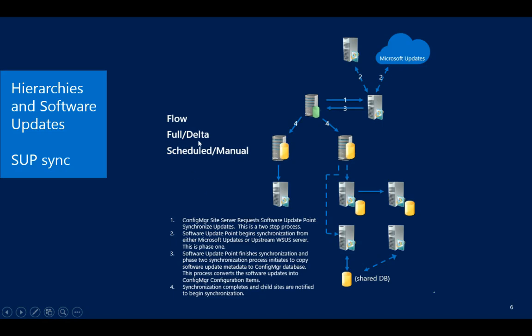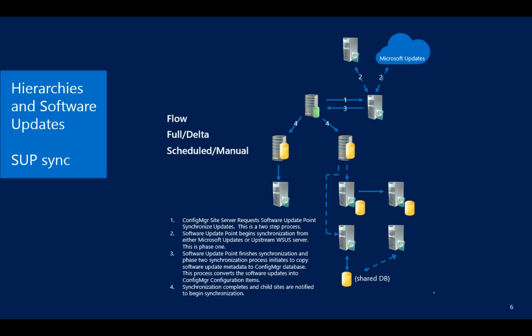One point I want to call out, though, is that there are two different kinds of synchronization that can happen. There's a full synchronization and there's a delta synchronization. Those generally are managed by the site server. You can't really choose which kind of synchronization of software updates you want to use. There are ways to influence it, but most synchronizations are going to be a delta sync.